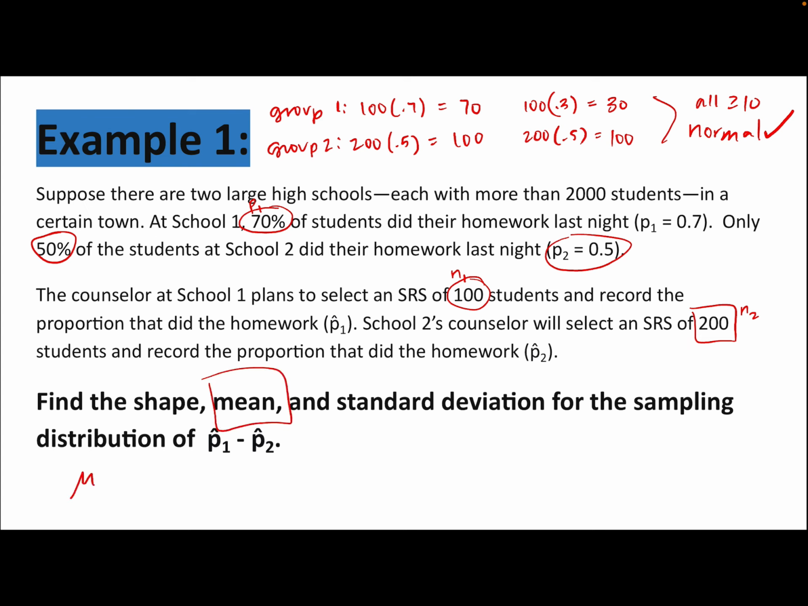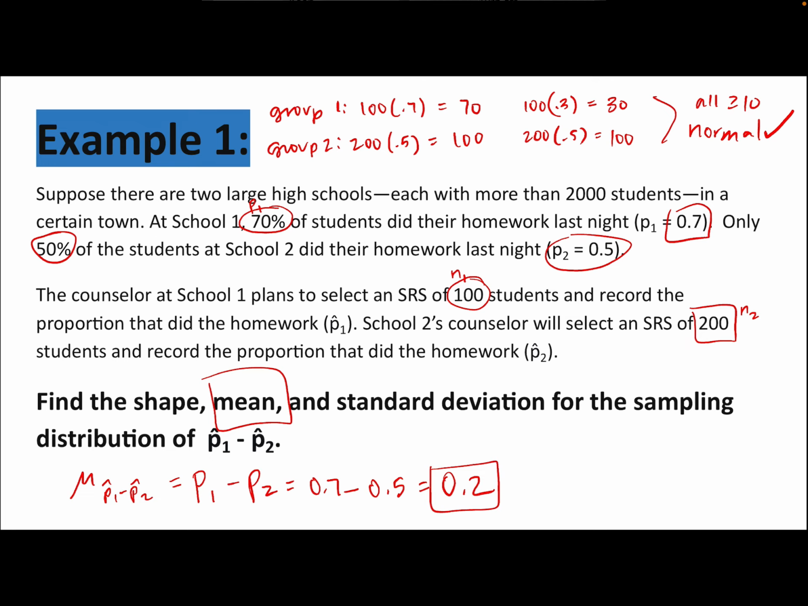So now let's look at the mean. Our rule says that the mean of our sampling distribution for the difference of p hat 1 minus p hat 2 is just going to be equal to proportion 1 minus proportion 2, p1 minus p2. So if I just look at p1 and p2, p1 is 0.7, p2 is 0.5. 0.7 minus 0.5 is 0.2. Yay.